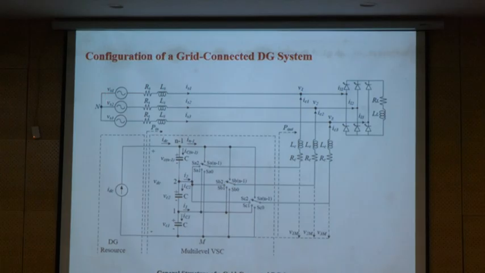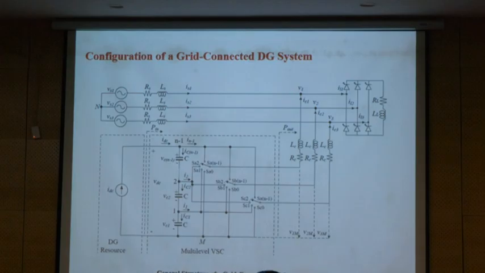And what is this? Filter? No. Source impedance. We call it the impedance of the grid. So as much as the impedance of the grid is higher, the grid is weaker. Okay? So a strong grid has smaller impedance.